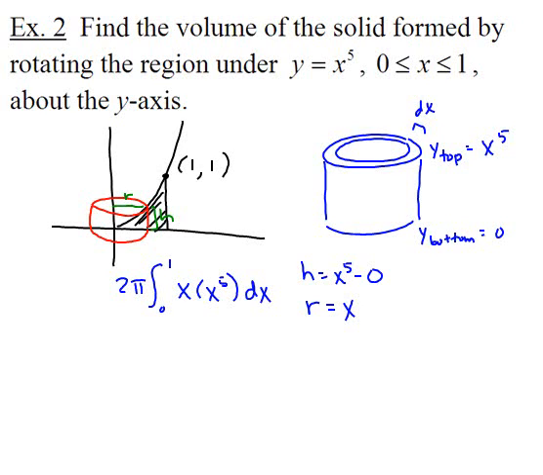The top of each shell will hit the graph of y equals x to the 5th, and the bottom of each shell will hit the x-axis. The height of each shell, using y top minus y bottom, is x to the 5th minus 0, and the radius is x. Using the formula 2 pi rh, our volume will be 2 pi times the integral from x equals 0 to x equals 1 of radius x times height x to the 5th dx.